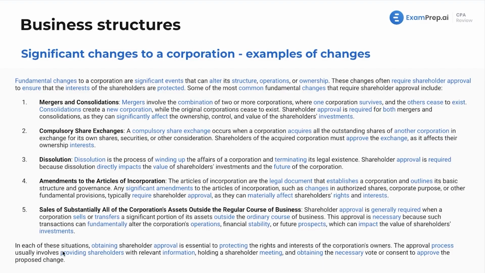Now, in each of these situations, obtaining shareholder approval is going to be essential to protect the rights and interests of the corporation's owners. The approval process usually involves providing shareholders with relevant information, holding a shareholder meeting, and obtaining the necessary vote or consent to approve the proposed change.